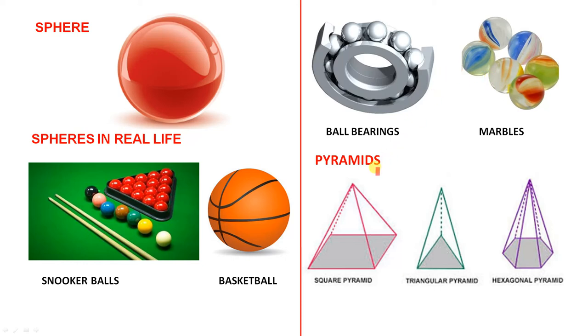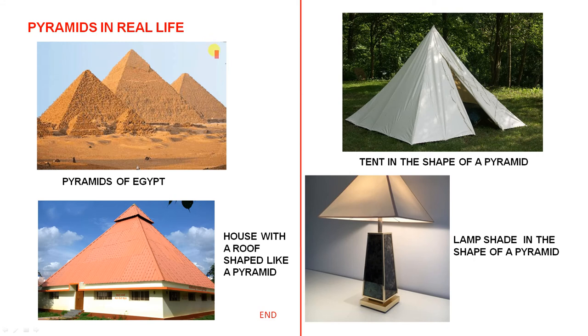Now with respect to pyramids, there are all sorts of pyramids. You can have square pyramids, triangular pyramids, hexagonal pyramids, all sorts of pyramids, depending on the number of sides you have in the base. And remember, a pyramid goes up to a point or an apex. So some examples of pyramids in real life, and these are mainly square pyramids.